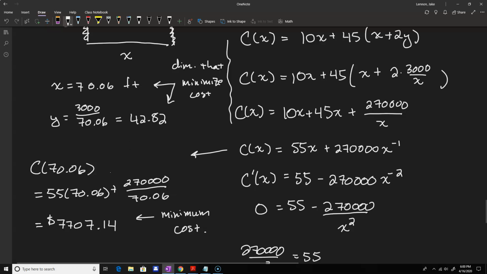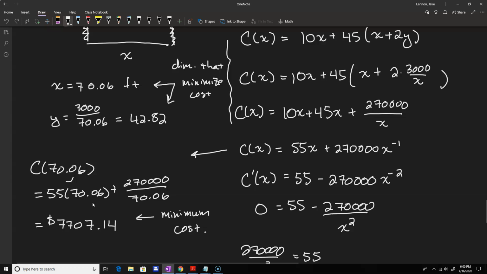To figure out the minimum cost, we can use any of the cost functions that we've written down. I just used the very last iteration of it, where we do 55 times the X value, 70.06, plus 270,000 divided by 70.06. So we get a minimum cost of $7,707.14. So that's it for this example.